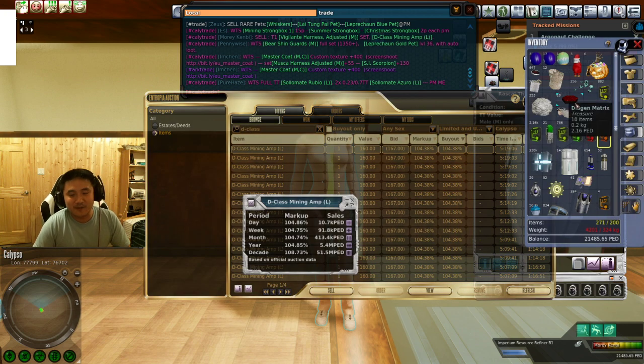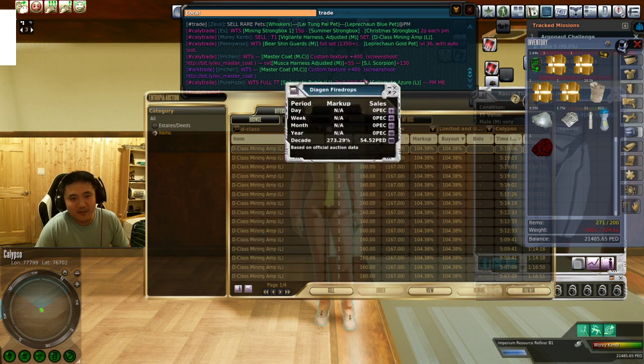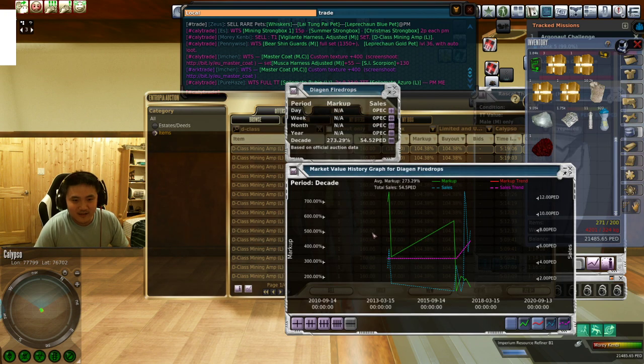There's two types of these apparent markups. One of these apparent markups is if you look at like a stone, like a Diagon Fire Drops, which I've never seen in my life. So this is a good example. So apparent markup, you go, oh my god, my item's worth 270%. God damn, I'm rich. You click that. Okay, so remember, it's 270%. Look at the markup drop. Blue, straight to the ground. Look at that, nice, straight to the ground.